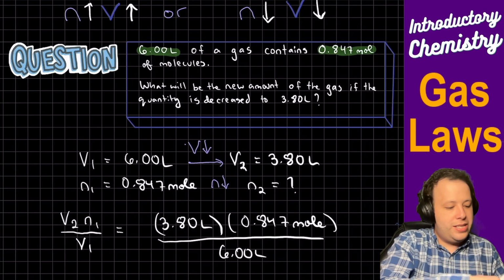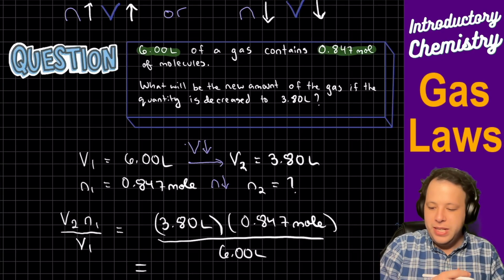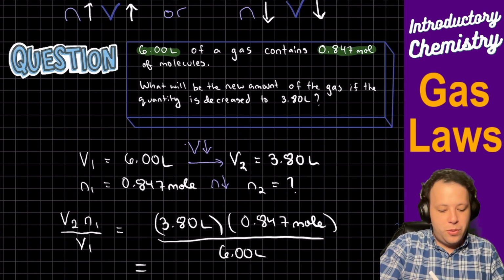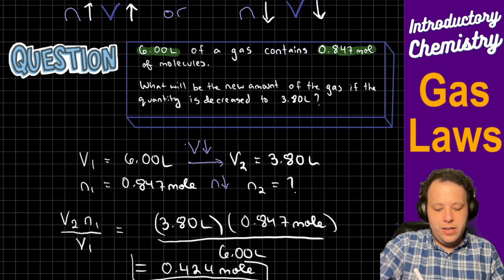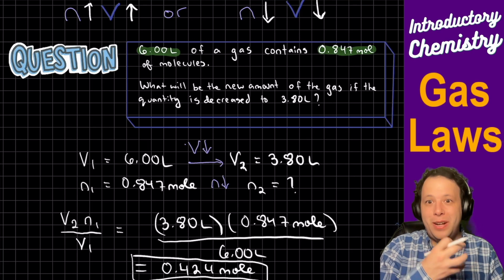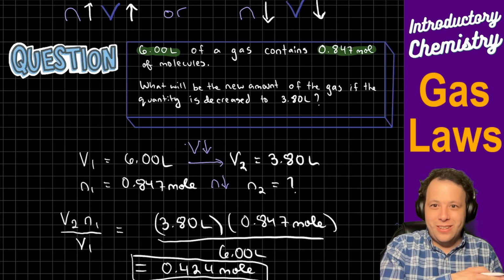So when we solve for this, the final answer is that you're going to have 0.424 moles of gas. And that's our final answer for this problem: the gases are going to be decreasing. So the volume is decreasing, and moles are decreasing.